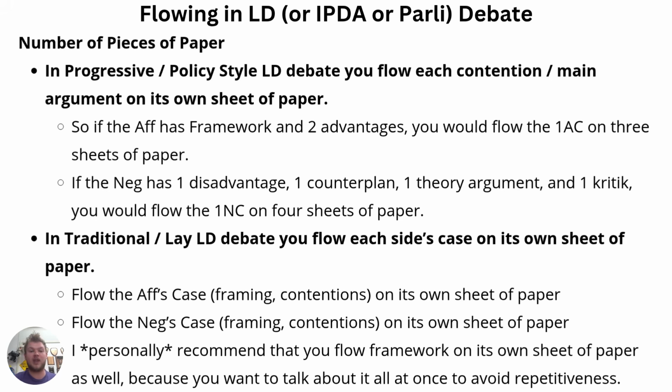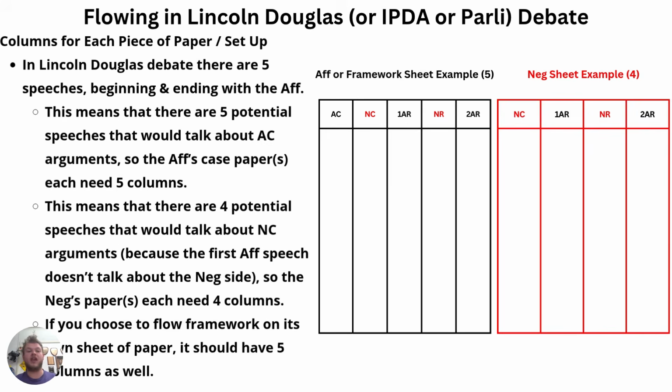So here's what your flows would look like in Lincoln Douglas debate if you were doing the more traditional philosophy style of LD. You'd have 2 or 3 sheets. If you choose to flow framework on a separate one, you'd have 3 sheets of paper. Otherwise, you'd have 2. If you're doing the more progressive style of Lincoln Douglas debate, then each affirmative paper would have 5 columns. Each negative paper would have 4 columns.